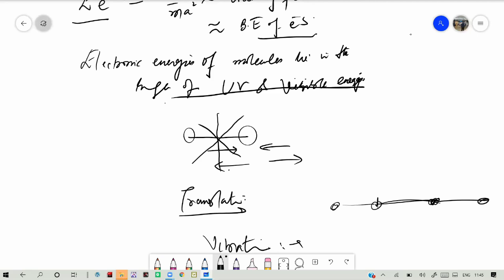At equilibrium position, what type of motion does the particle have? Yes, say again. Sir, at equilibrium position, look, all three motions are possible.